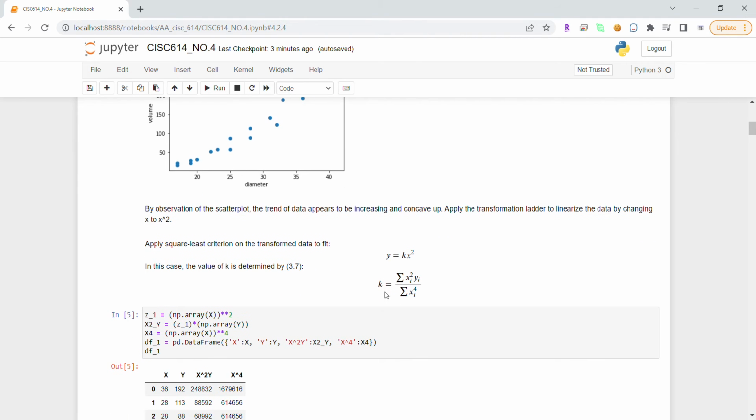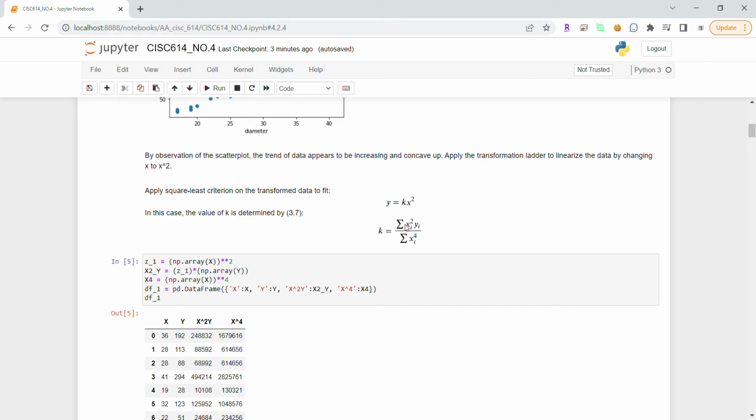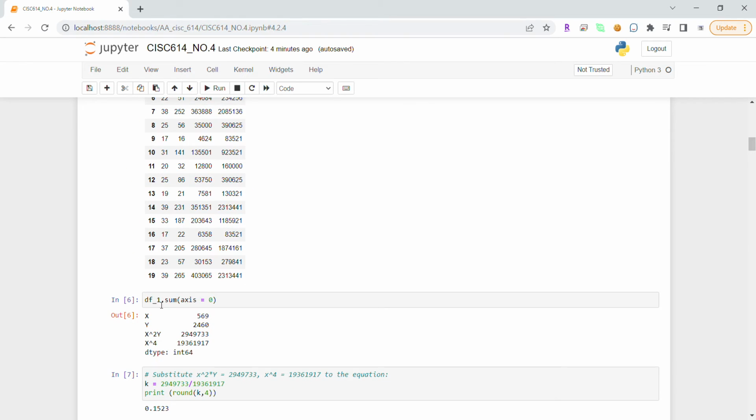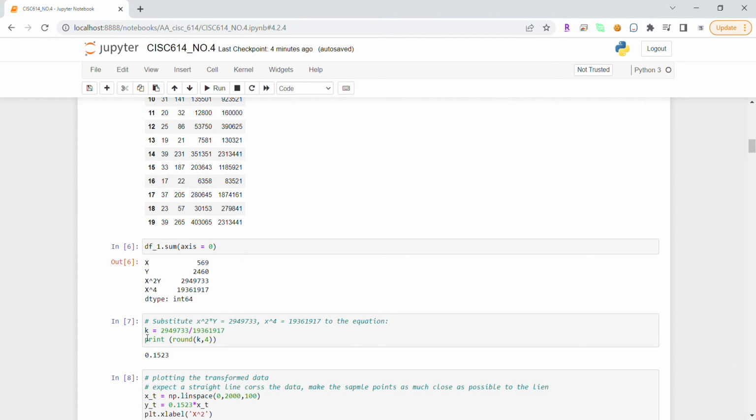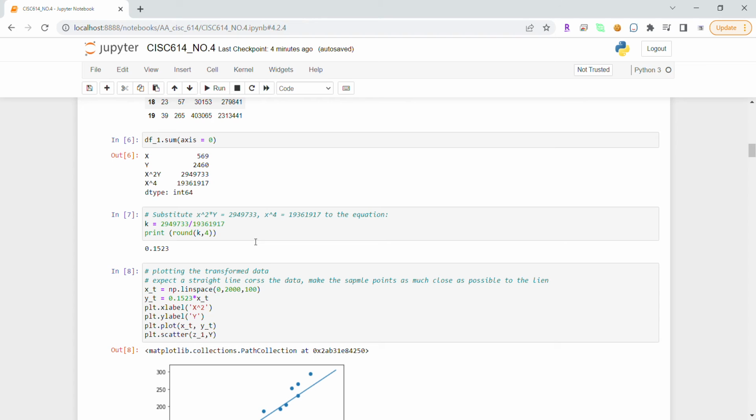And then we have this equation. Next, I calculate the sum of x to the power k times y and the sum of x to the power of 4. Then I substitute these values into the equation, and we can get the value of k. And then I plot the transformed data.